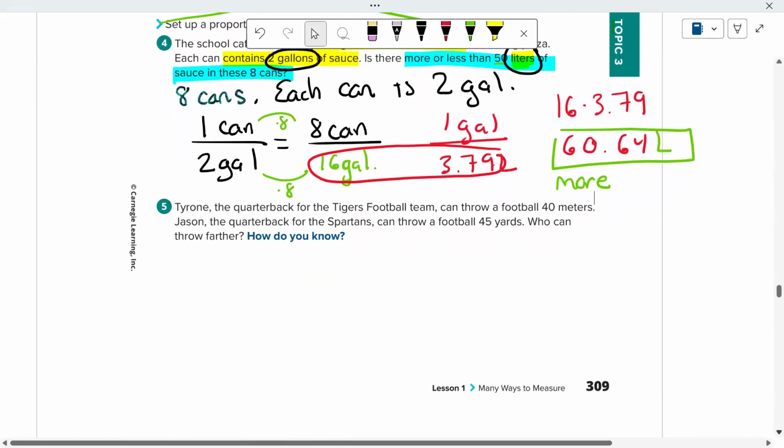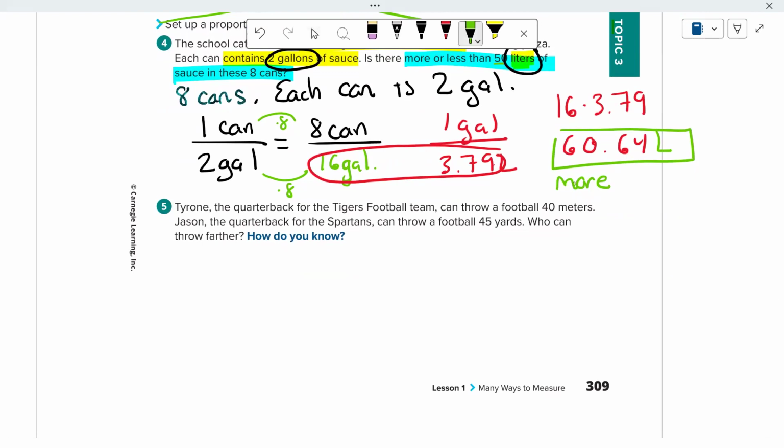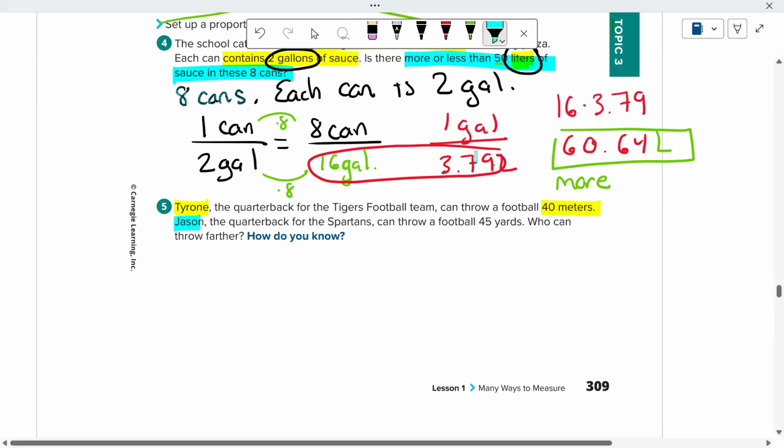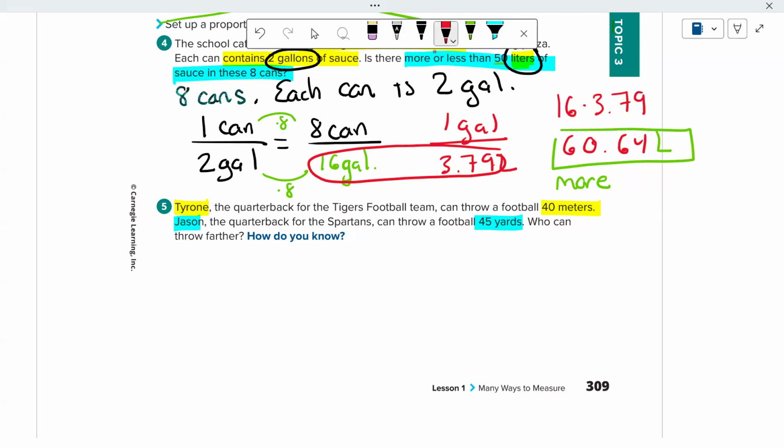All right, Tyrone, the quarterback for the Tigers football team, can throw a football 40 meters. Let me highlight that. That's Tyrone. And let's do a different color. Jason, the quarterback for the Spartans, can throw 45 yards. Notice 2 different units, meters and yards. They need to be the same unit if you want to compare. Who can throw farther? How do you know? Well, we got to convert units in order to figure that out.